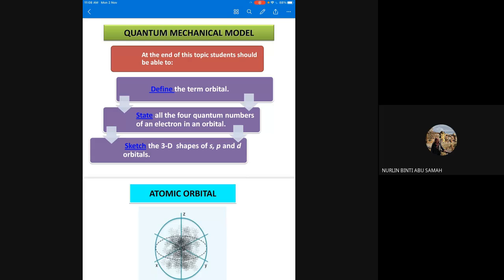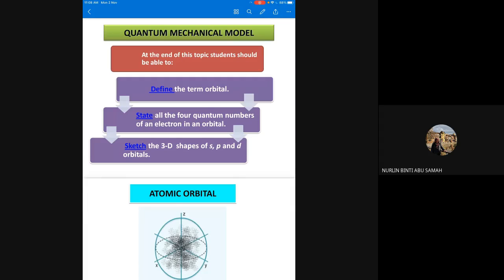Okay, state all the four quantum numbers. So I believe that you already go through the video, and there are four quantum numbers that you had learned. Okay, so in this case, the quantum numbers are N, M, L, okay, and S. These quantum numbers are very important to define the shape of the atoms, okay, the structure of the atoms, okay.